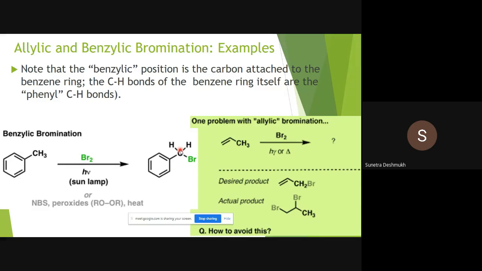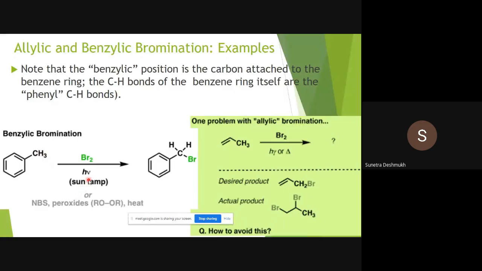So see the difference. In benzylic bromination, you are getting only one product, the monobromo product, by abstraction of a proton from this methyl group. The abstraction of a proton from this methyl group is very easy compared to abstraction of this CH bond from the benzene ring. Abstraction of a proton or H plus from the benzene ring is not possible at all. So that's why you are selectively getting monobromination at the methyl group.